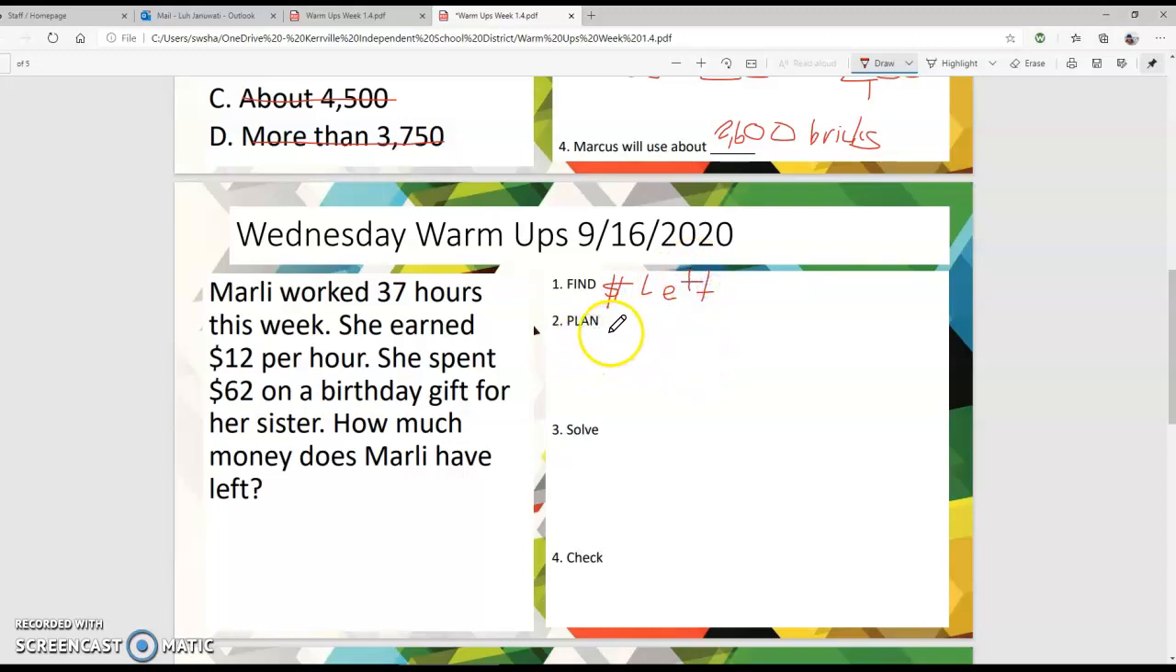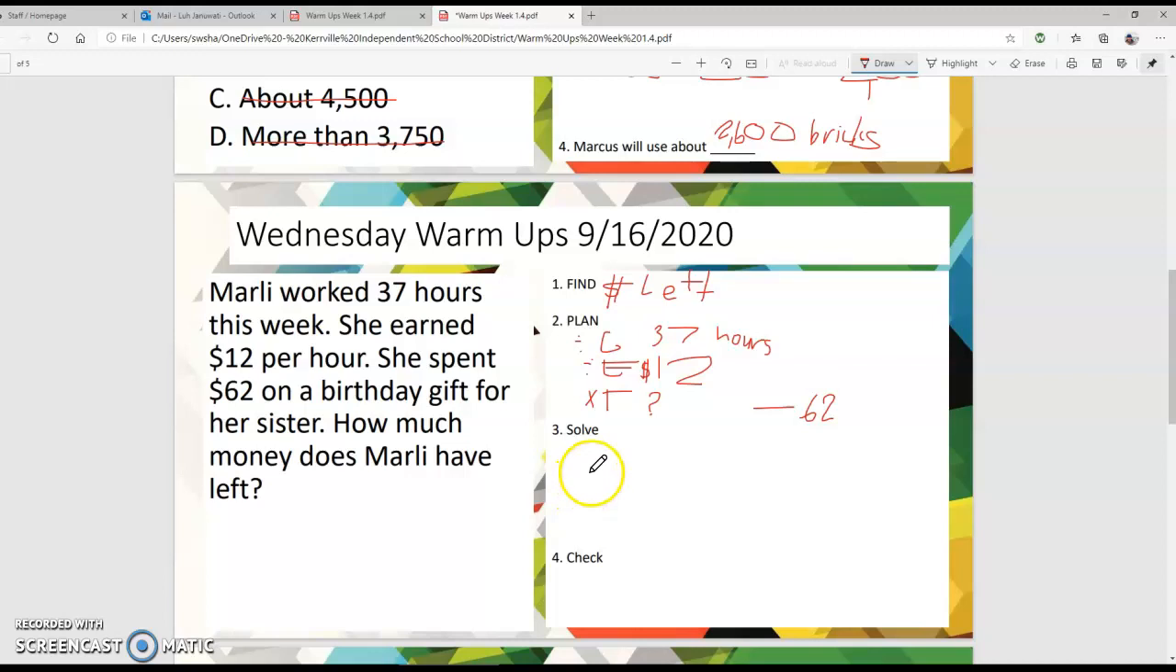Okay, so let's do your GET. She worked 37 hours, and she gets $12 per hour. The question is how much total money, right? So that's multiplication. And then after you're done with this, you need to take away the 62 that she spent to find how much is left, right?